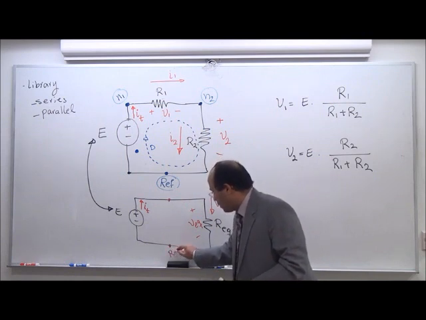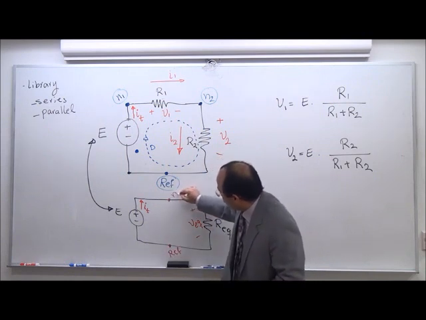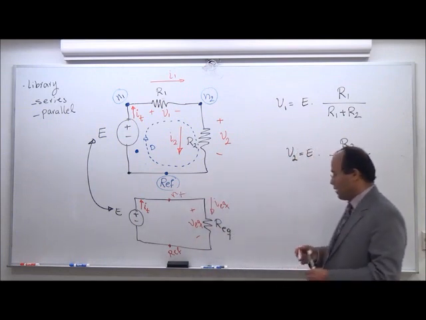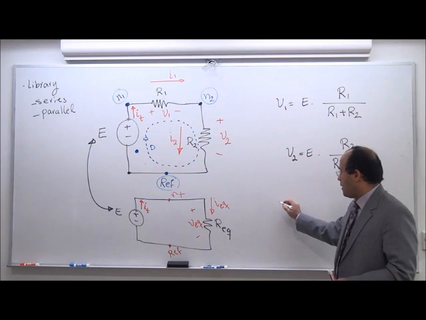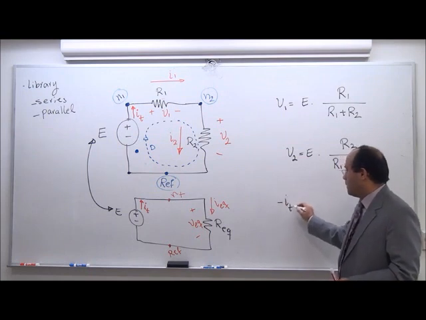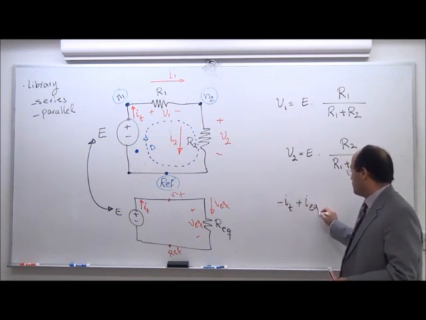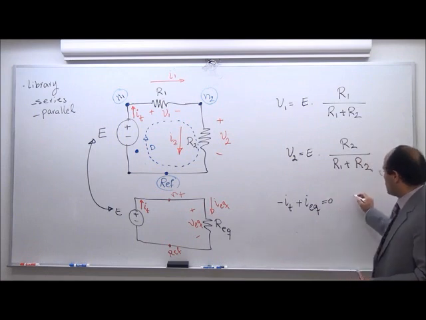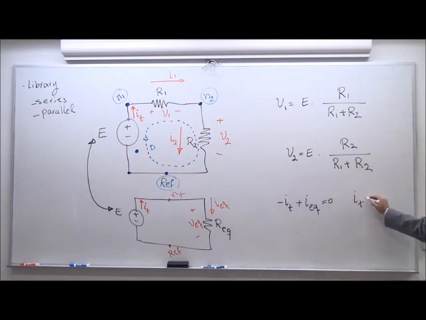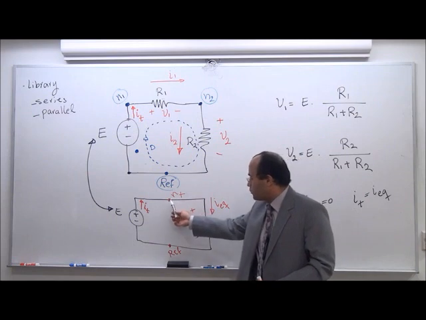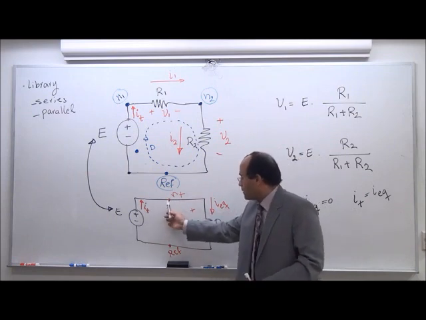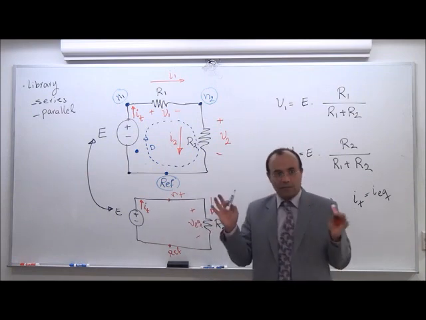Now I have one node on top, one node at the bottom. This I'm going to call the reference node. This I'm going to call NX. Let's write the NX KCL law: minus IT plus I equivalent is equal to zero. So IT goes to the other end, becomes positive, IT equals I equivalent. This result is understandable: if these two components are connected to a single node, the current that goes through here has to go through this.